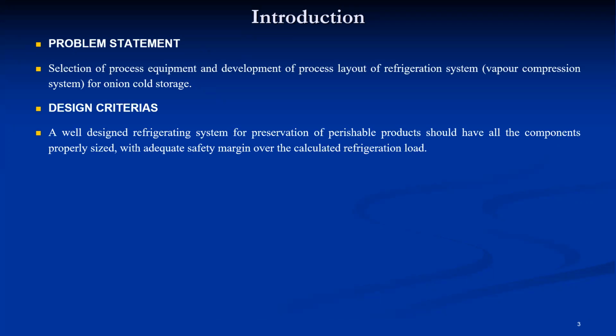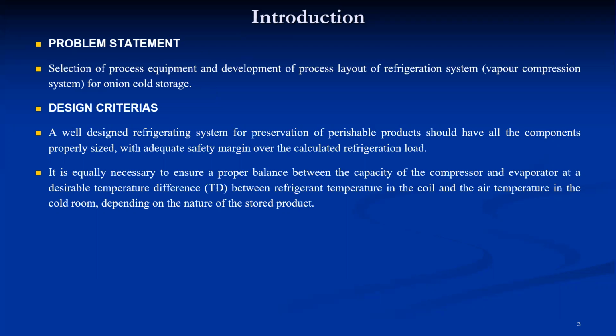A well-designed refrigeration system for preservation of perishable products should have all the components properly sized with adequate safety margin over the calculated refrigeration load. In the earlier part, we calculated the refrigeration load as around 500 TR, and now we have to design the system to meet that load. The proper design is essential for energy efficiency as well as for safety considerations.